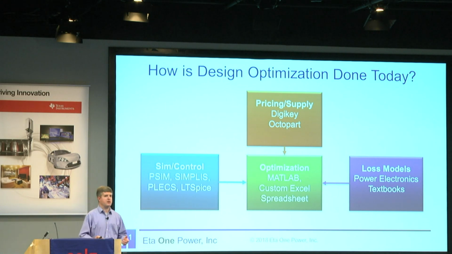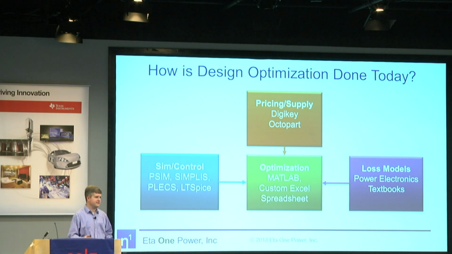Then we need to pick parts. And to pick parts, you go to DigiKey, or maybe your manufacturers come and visit you and say, this part's much better than our competitors, and maybe you trust them or not. But anyway, you want to find a cheap part that works the best in your supply.